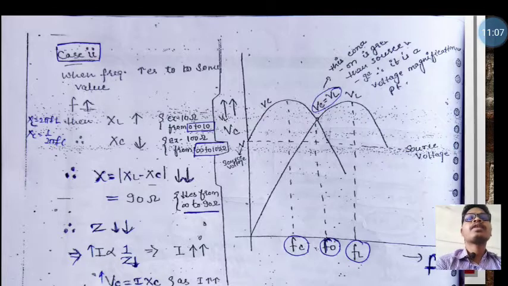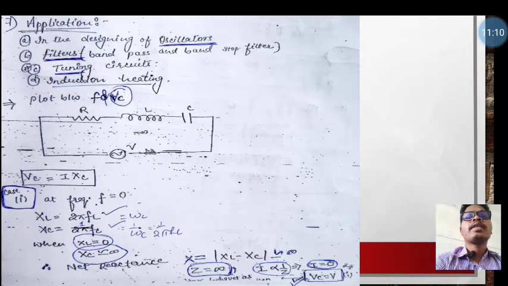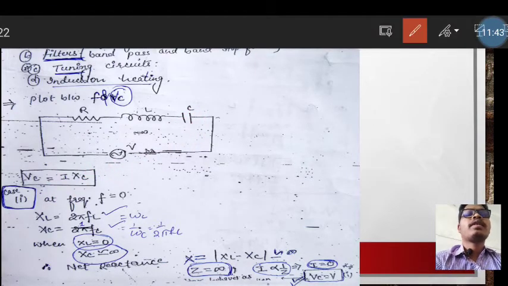Okay. So now see some applications of series resonance. Series resonance is used in the designing of oscillator and LC oscillator circuits. It is used in filter circuits like band pass filter and band reject or band stop filter. It is also used in tuning circuits and induction heating. This is the figure of the series resonance circuit: voltage, resistance, inductance and capacitance. So Vc is equal to, according to Ohm's law, I into Xc.